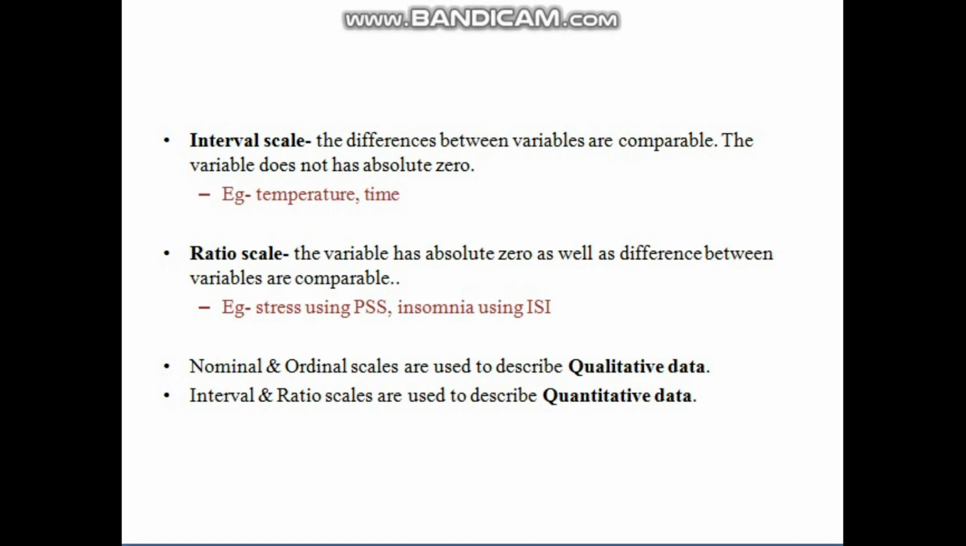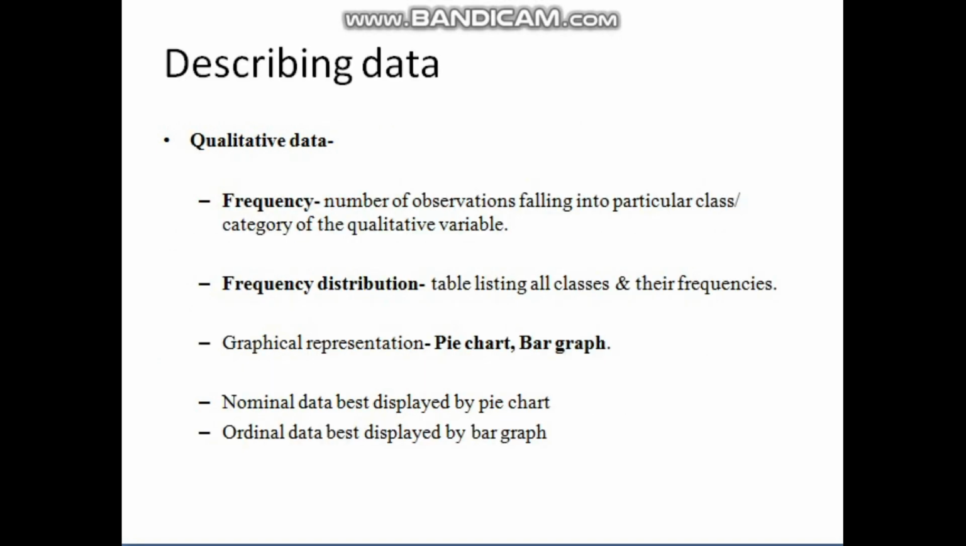Describing data. Qualitative data: frequency is the number of observations falling into a particular class category of the qualitative variable. Frequency distribution: a table listing all classes and their frequencies. Graphical representation: pie chart, bar graph. Nominal data is best displayed by pie chart. Ordinal data is best displayed by bar graph.